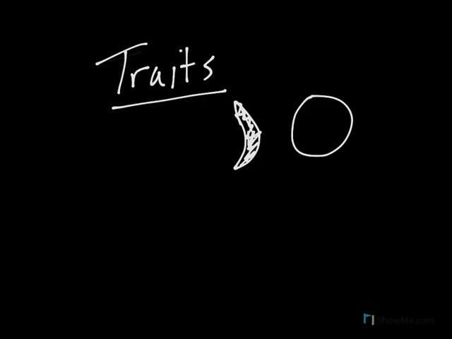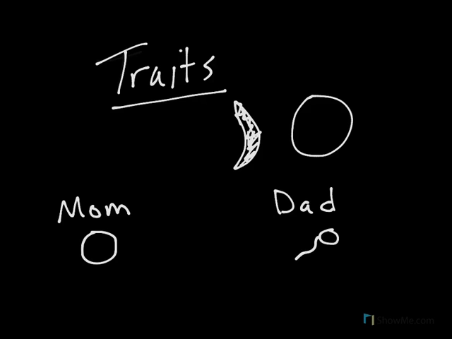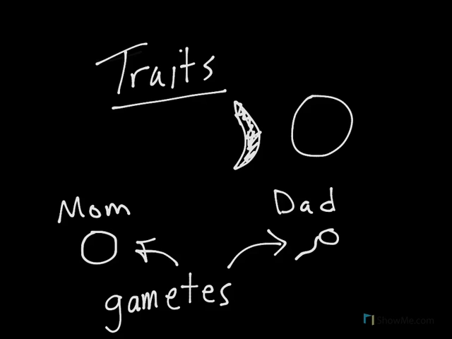Okay, so to start out with, you have mom and you have dad. And mom produces an egg and dad produces a sperm. Each one of those has genetic traits from that one parent. And so the human gametes, and that's what this is called, gametes, are egg or sperm cells. So a gamete is an egg or a sperm.